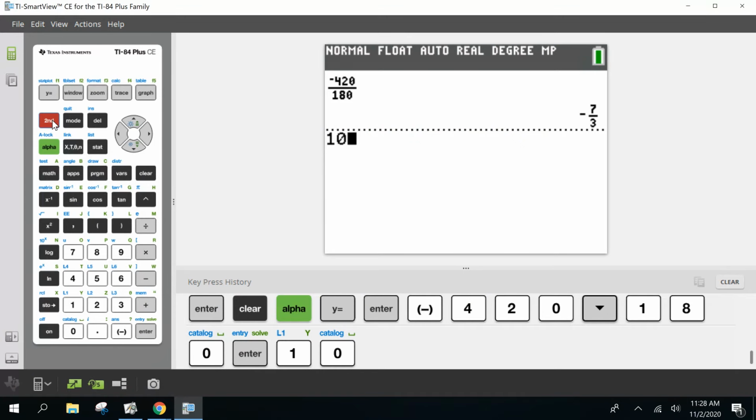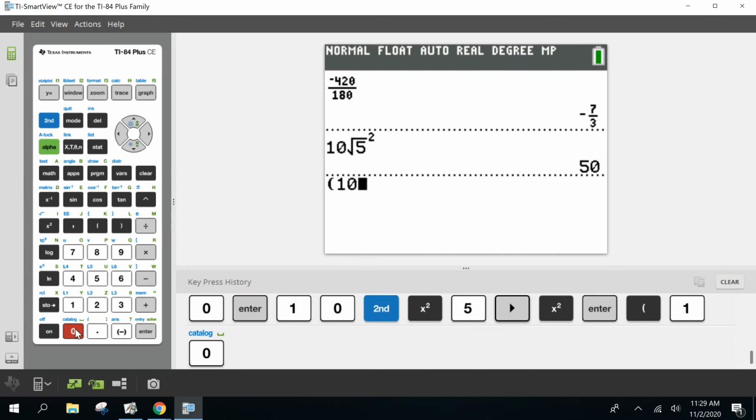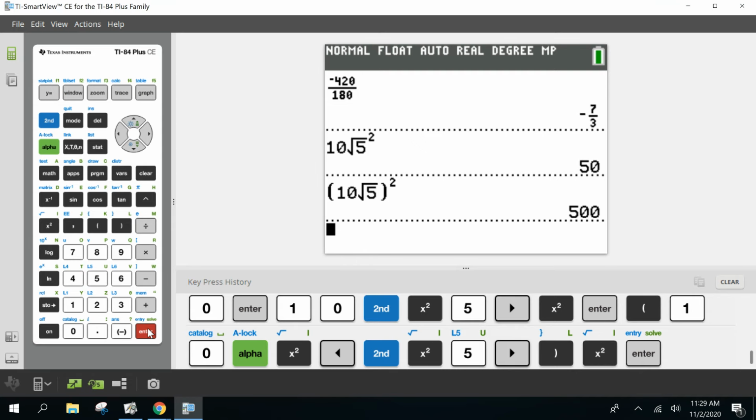Some of you guys may be doing this, 10 radical 5, and then squaring it like this, and then maybe getting 50. That's no. If you write it like that, your calculator is only going to square the radical 5, and that's it. You need to square the whole thing. So put that in parentheses. If you write it like I have it up there, it's just going to square the radical 5. 500, okay? 500 over there.